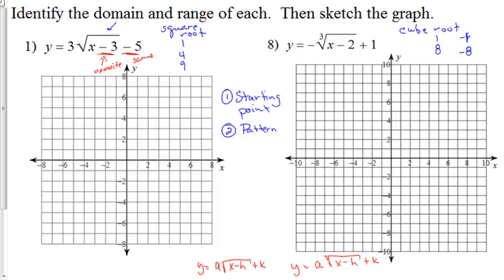So for the square root then, the starting point is going to be positive 3, it's the opposite, and then negative 5, it's the same. So (3, -5) is right here. And then if we use the pattern, 1, 4, 9, along with this number here, we can find the rest of the points. So that number is called the vertical stretch.